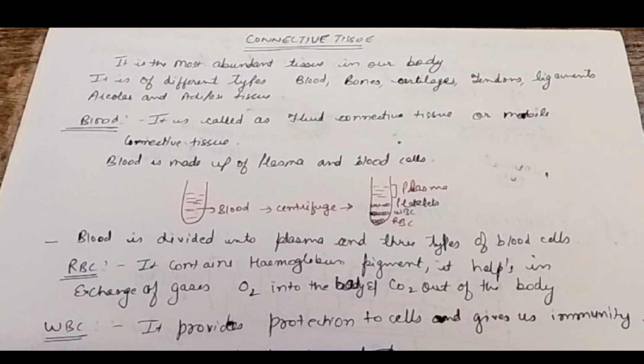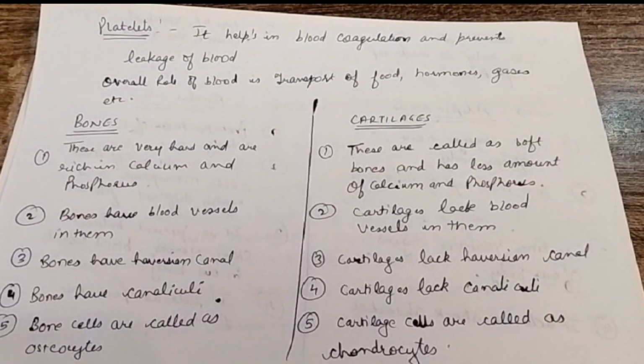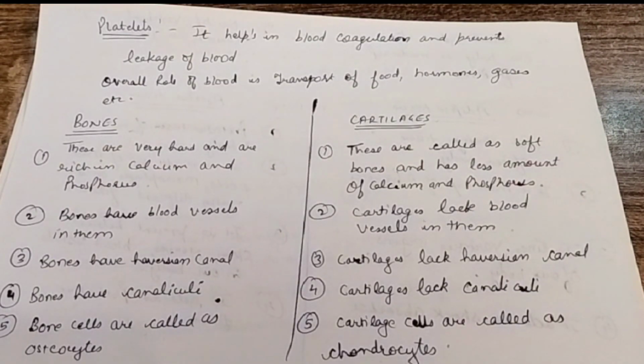For example, RBCs have hemoglobin pigment in them, which helps in carrying oxygen and CO2, or we can also say that RBCs help in the exchange of gases. WBCs provide protection to the cell and provide immunity to us. Then, coming to the next, which is known as platelets. Platelets help in blood coagulation and prevent leakage of blood. So the overall role of the blood is transportation of food, hormones, gases, etc.